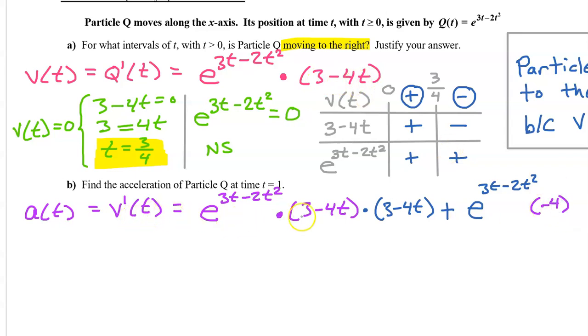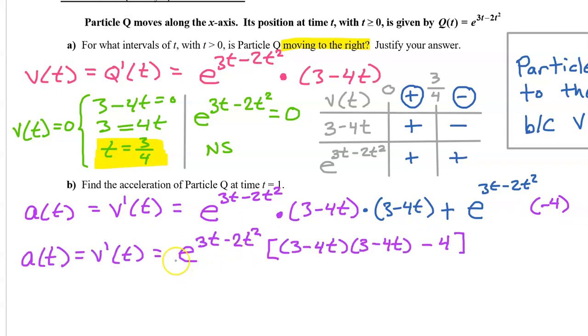So this is an expression for the acceleration. In a moment, we will need to evaluate at time t equals 1, so I think it will be easier to do that if we simplify a bit first. I'm noticing that we have a common factor of e to the 3t minus 2t squared, so I'm pulling out that GCF in the front. That leaves behind all this.